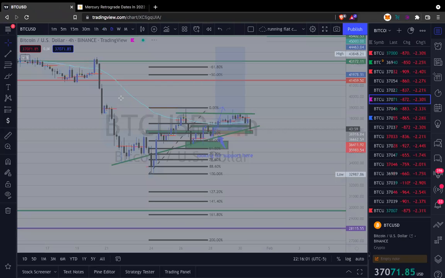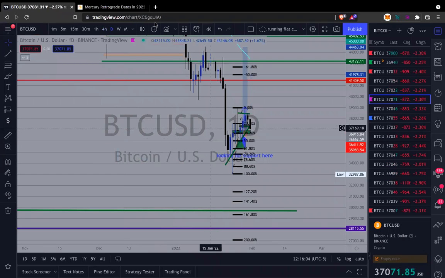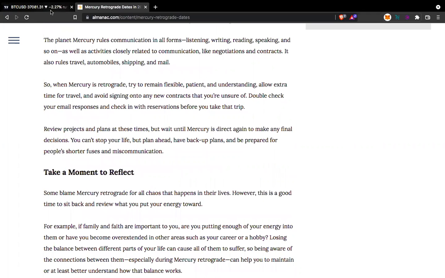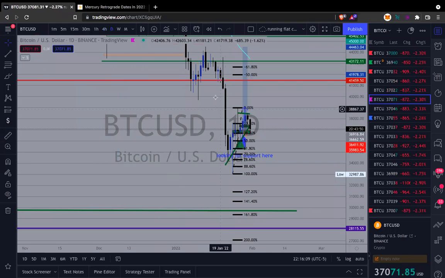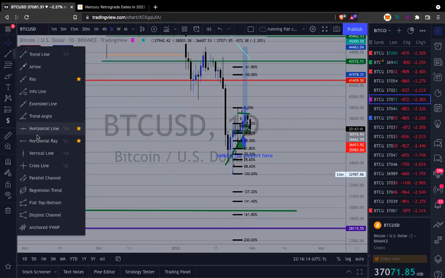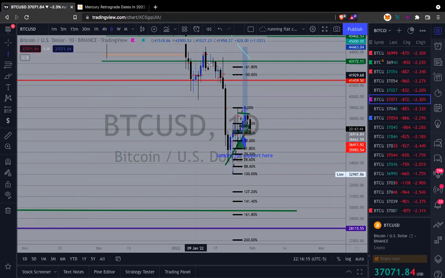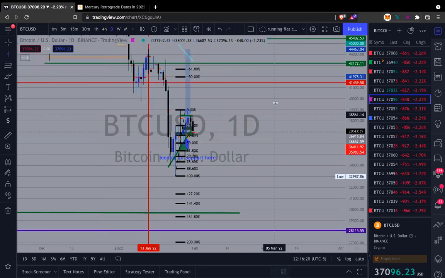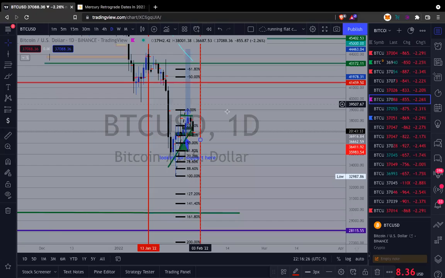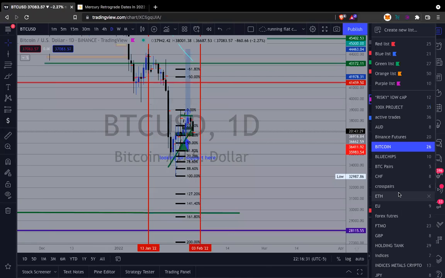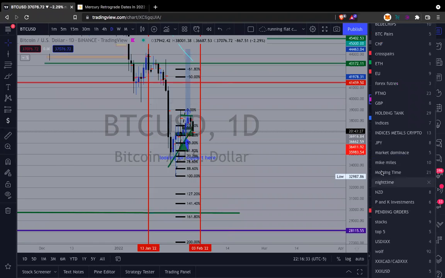So Mercury went into retrograde January 13th, which was here. And it comes out of retrograde February 3rd. Okay, so here's an interesting thing. I'm going to show you a couple of charts. We will go to indices.